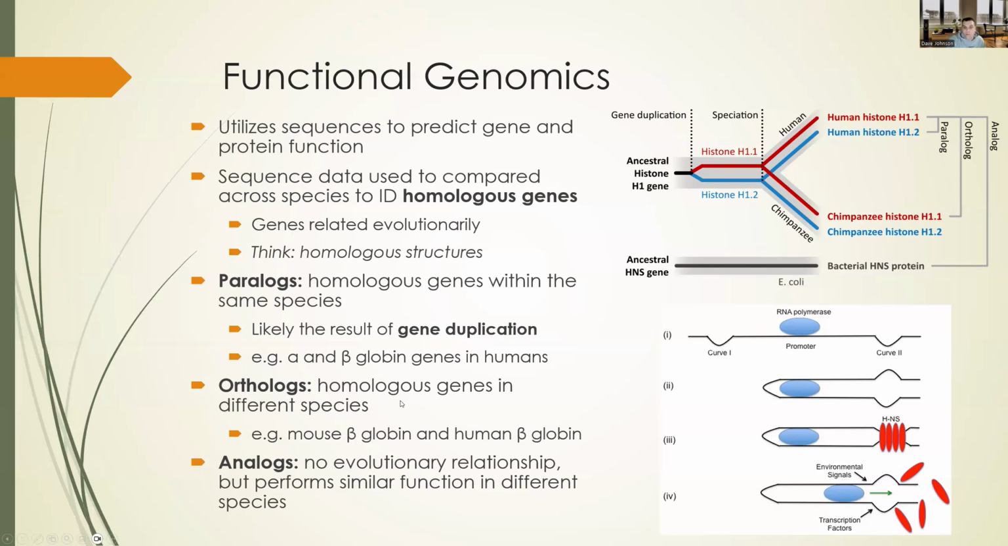On the other hand, orthologs are homologous genes between different species. All right. So if I look at the beta globin gene in mice and the beta globin gene in humans, those are considered orthologs. All right. So paralogs and orthologs are subcategories of homologous genes. Analogs or analogous genes have no evolutionary relationship. So really, you could think of these two here as being subgroups of homologous genes. Are we talking about homologous genes that exist within the same species, paralogs, or are we talking about homologous genes that reside in different species, orthologs? Okay.